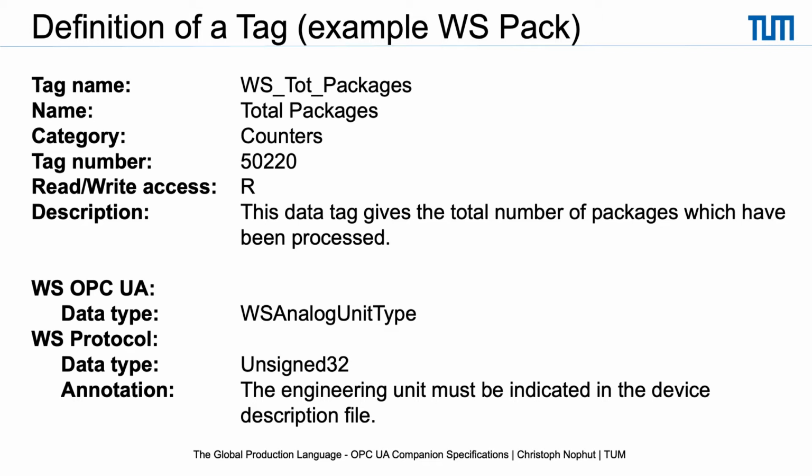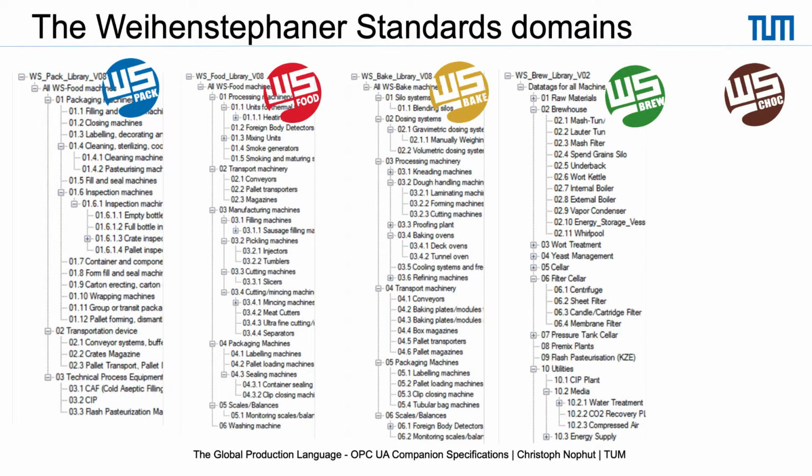In the WS protocol, it's just an unsigned number, and in OPC UA it will be a WS analog unit type. We will have a closer look at this as well in the next slides. The Weihenstephaner Standards cover 4 domains at the moment, and in each domain we have a tree describing a lot of different machine classes and categories, and defining for each machine class which data points have to be delivered mandatorily or which data points are optional for this machine.